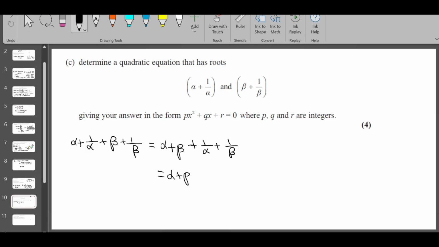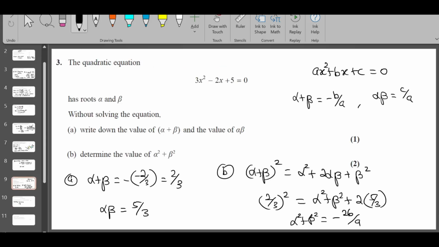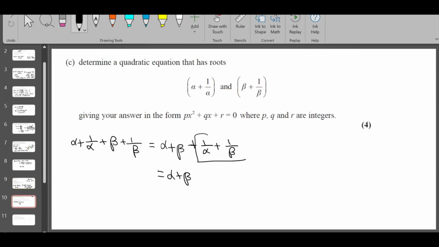So keep alpha plus beta as it is because we know the value of alpha plus beta here, right? We can use this value. Okay. Now combine this by cross multiplying. So you will get beta plus alpha divided by alpha beta, right? You cross multiply these two. And then replace alpha plus beta by the value 2 over 3. So 2 over 3 plus 2 over 3 over alpha beta, which is 5 over 3.